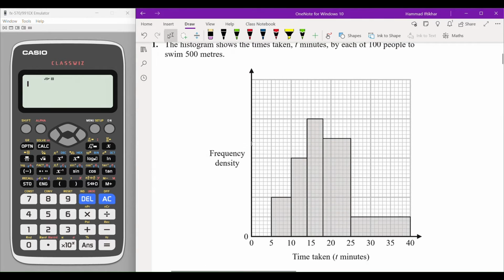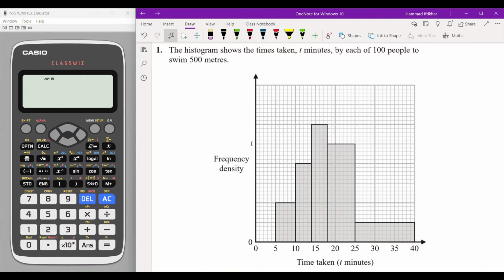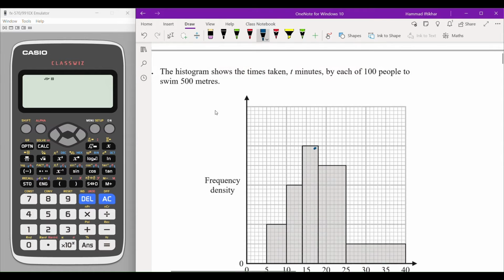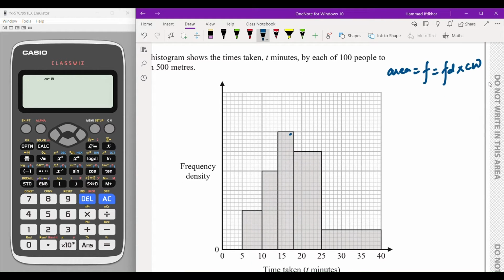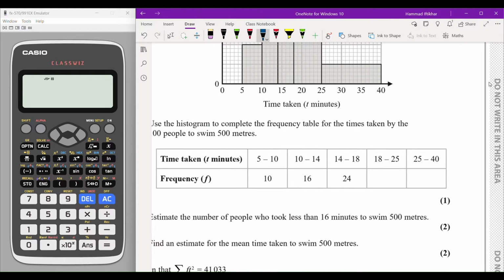Okay, so in frequency density histograms basically, the area of this bar represents the frequency. So area represents the frequency, and that is equal to frequency density times the class width. Okay, so we know the widths over here, but we don't know the frequency densities for each of these bars. So let's figure these out.